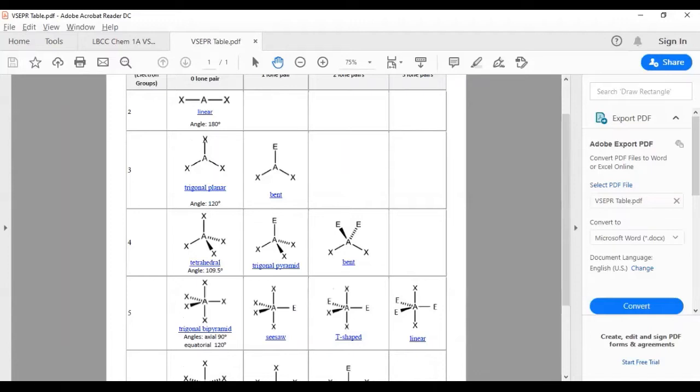In a separate part of this presentation, I'm going to walk you through some of these shapes so that you can see them in 3 dimensions. All right, so let's go there now. And when we come back, I'm going to walk you through a sample exercise using the worksheet and using this table.